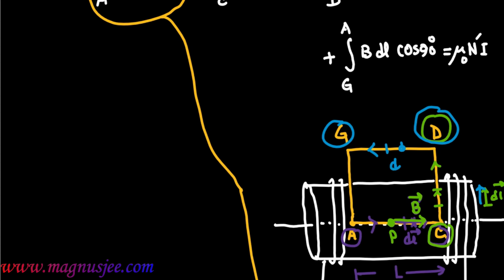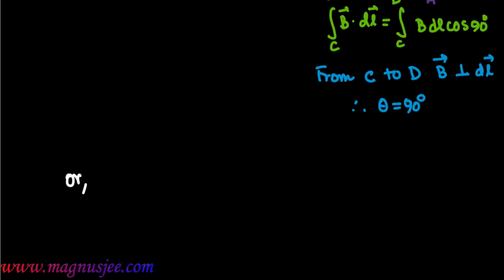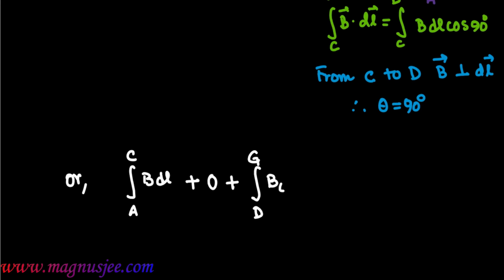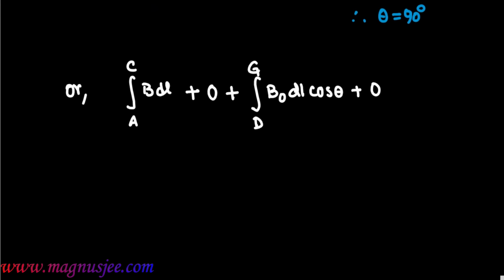at a certain point we consider a small element of length dl, and B0 is the magnetic field induction along DG outside the solenoid. So integration A to C of B dl plus 0, the second term will vanish. Integration D to G of B0 dl cos theta plus 0. Here we get cos 90 degree, and also cos 90 degree from G to A, equal to mu 0 n prime I.